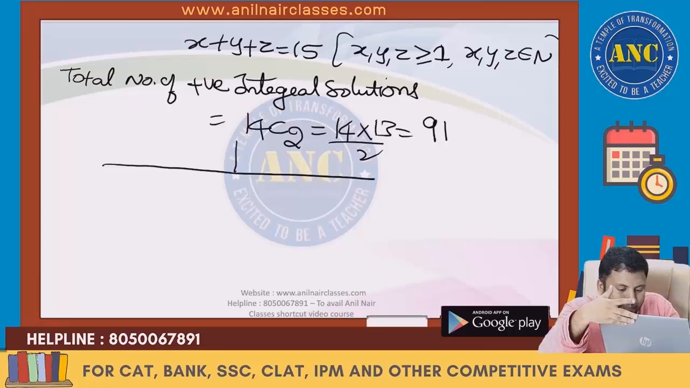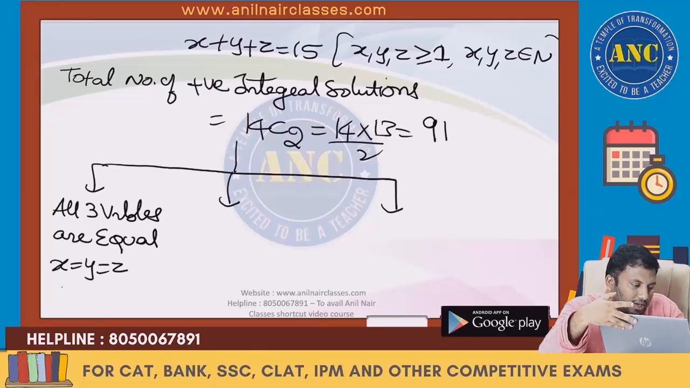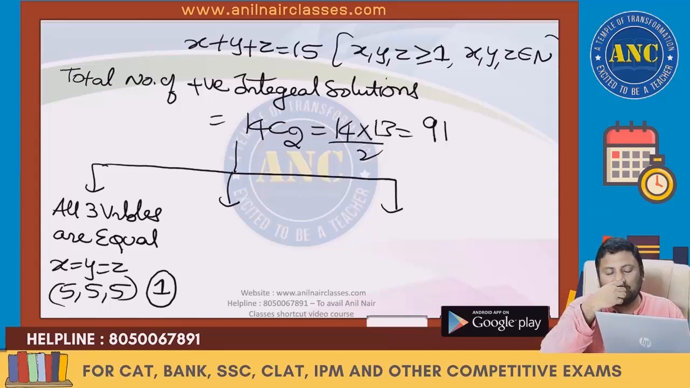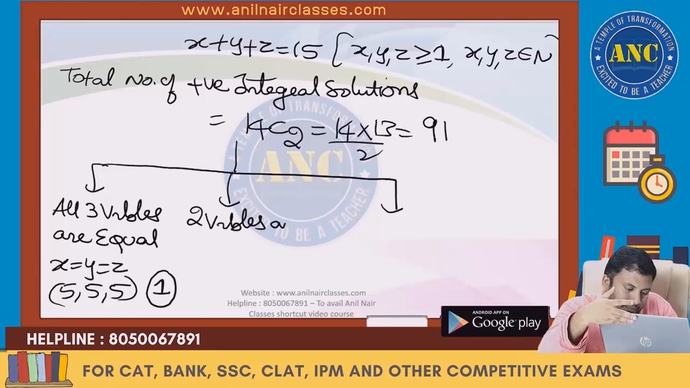In that, three cases. All the three variables are equal. If all three variables are equal, x equivalent to y equivalent to z, the answer is 5, 5, 5, which is nothing but one case. So it is one case. Two variables are equal.